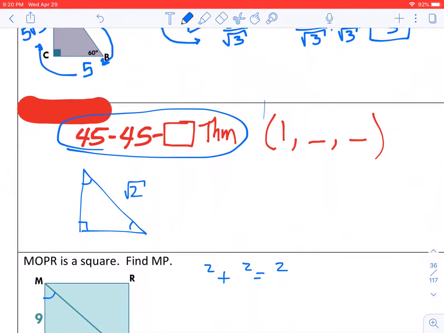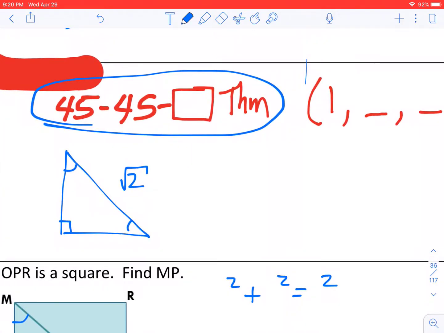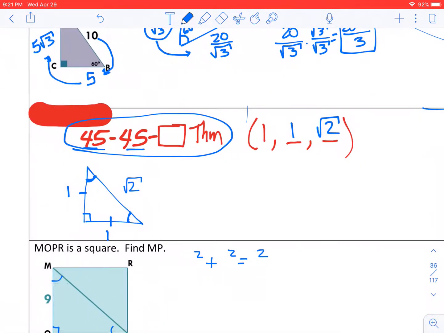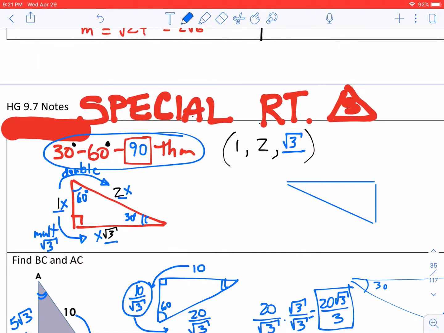The other one is called a 45-45-90. And notice here we have two angles that are the same. So if the base angles are identical, not only do the legs have to be identical, whatever these sides are, they've got to be the same. So what we do is we call them 1 and 1, and then the hypotenuse is radical 2. So it's called 1, 1, radical 2 is the relationship of the sides that you need to memorize. So leg, leg, hypotenuse. You may want to do that up here too. Leg, hypotenuse, leg.